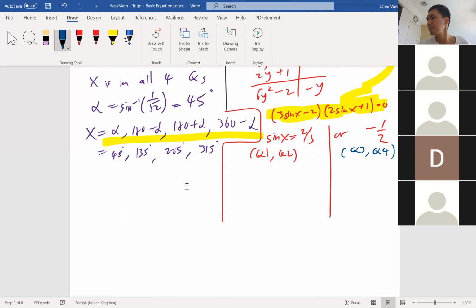Not x. We have to do something first. The basic angle first. So alpha is equal to sine inverse, or arc sine, of 2/3. Press on a calculator, which will give you 41.81 degrees.